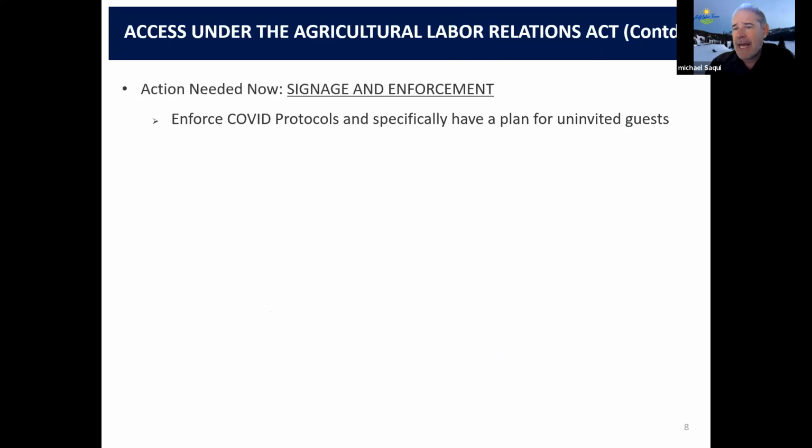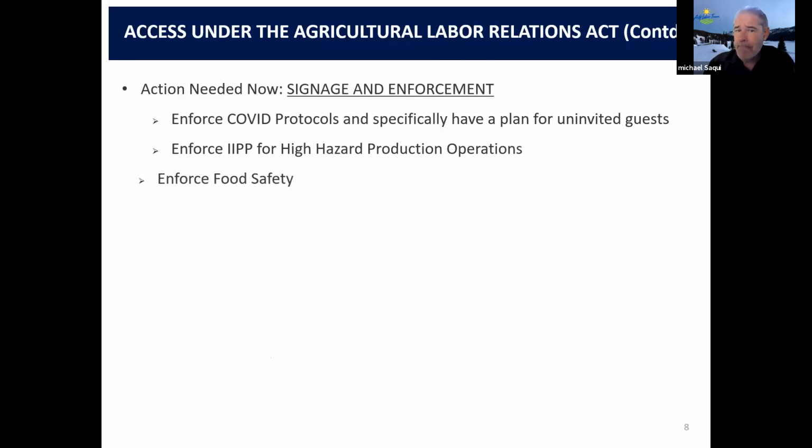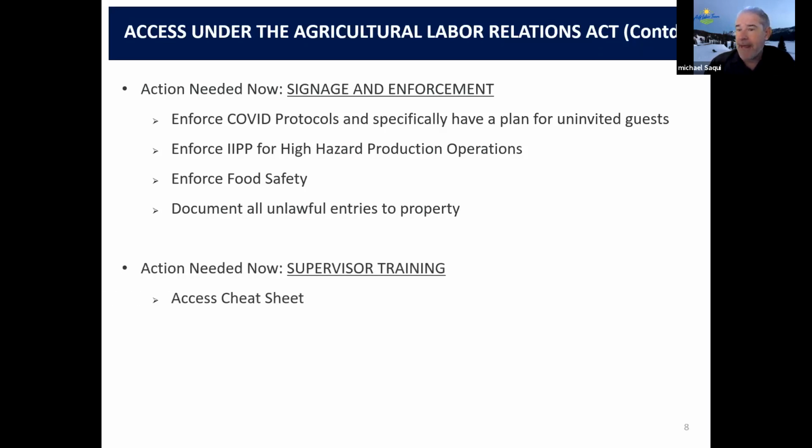So now, what is it that I need all of our clients and our listeners to do when we're talking about access of all various types, lawful or unlawful? Well, first, let's start getting our signs and enforcing our perimeters, right? We've got COVID protocols, enforce them. We've got high hazard production operations and an IIPP to govern that, enforce it. We have food safety and we have a program, enforce it. We do that by signage, controlling ingress and egress to the property, and documenting unlawful entries to the property, and allow our lawyers to take the appropriate actions. Supervisor training, they need the access cheat sheet, dealing with visitors that we're going to go through here in a second.